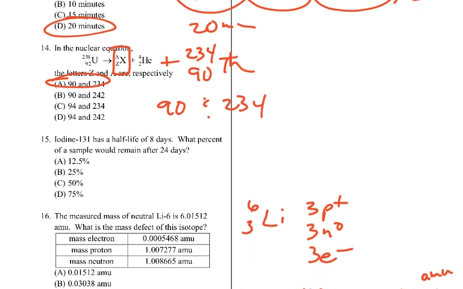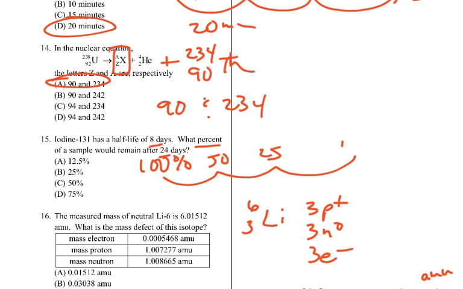Okay, number 15. Iodine 131 has a half-life of 8 days. What percent would remain after 24 days? Again, it says what percent, so it means start at 100%. And 8 days and 24 days, so I can see I'm going to have 3 half-lives, 1, 2, 3. It's going to go down to 50, going to go down to 25, going to go down to 12.5%. So that is answer A.